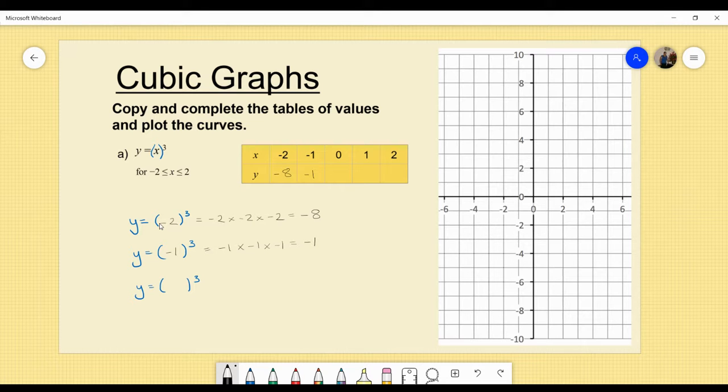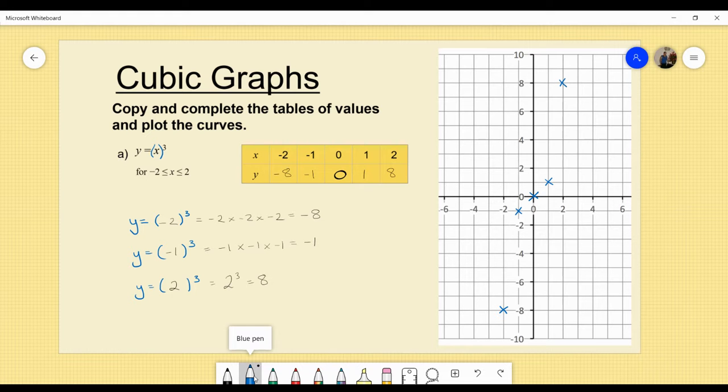Then I've got 0 cubed, so that's 0 times 0 times 0, still 0. 1 cubed, so 1 times 1 times 1, that's going to be 1. And 2 cubed, so 2 times 2 times 2, that will give us 8. Okay, and they are the values then that we want to plot for our graph. So if we are careful and accurate in plotting, I've got -2, -8. And remember, when we plot graphs, we use a nice clear cross so that it's easy to see. -1, -1, 0, 0, 1, 1, and 2, 8.